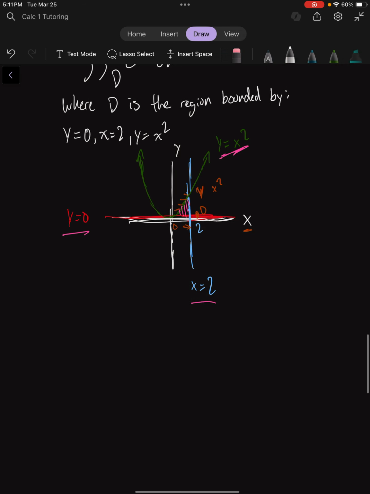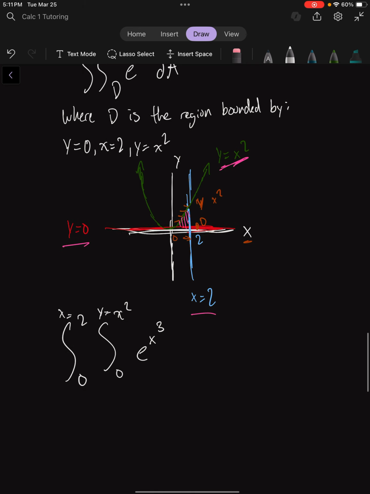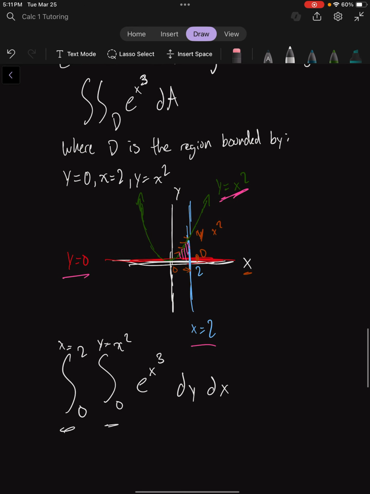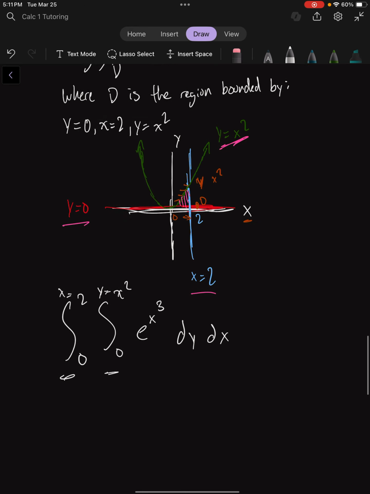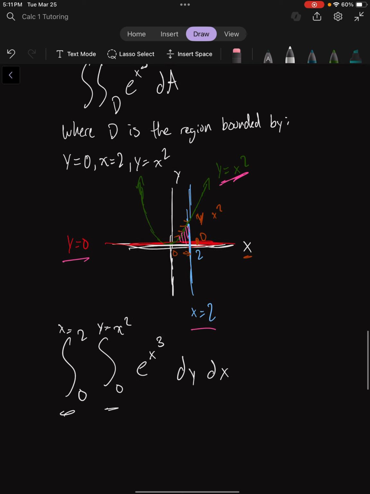So like we said, our x integral is going to be from 0 to 2, and our y integral is going to be from 0 to x squared. So we can write y equals x squared, x equals 2, and then we have our e to the x cubed from the beginning. That's all with dy first because we have the y first, and then dx for the x right here. So we have this set up now. If you've taken Calc 2, this is pretty easy from here, but I'll walk you guys through it either way.